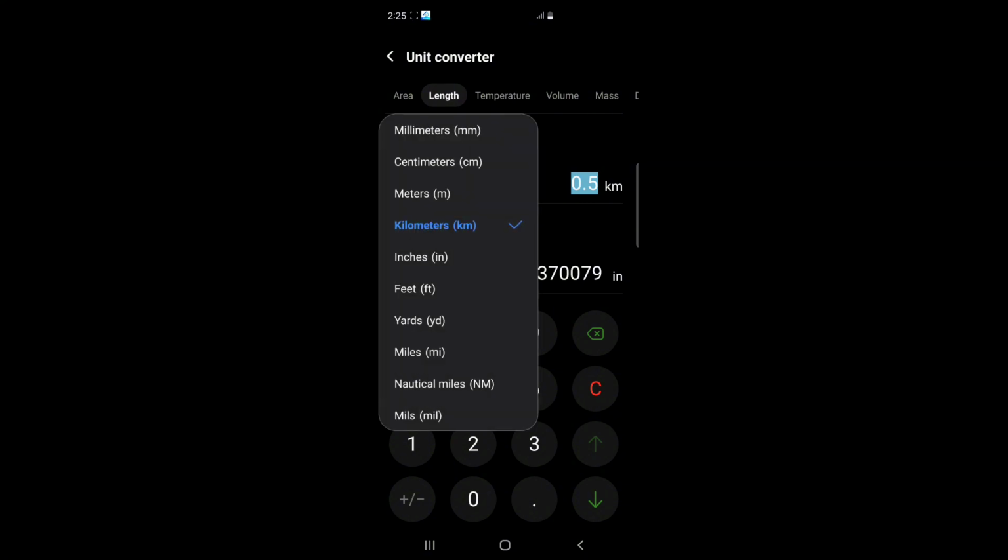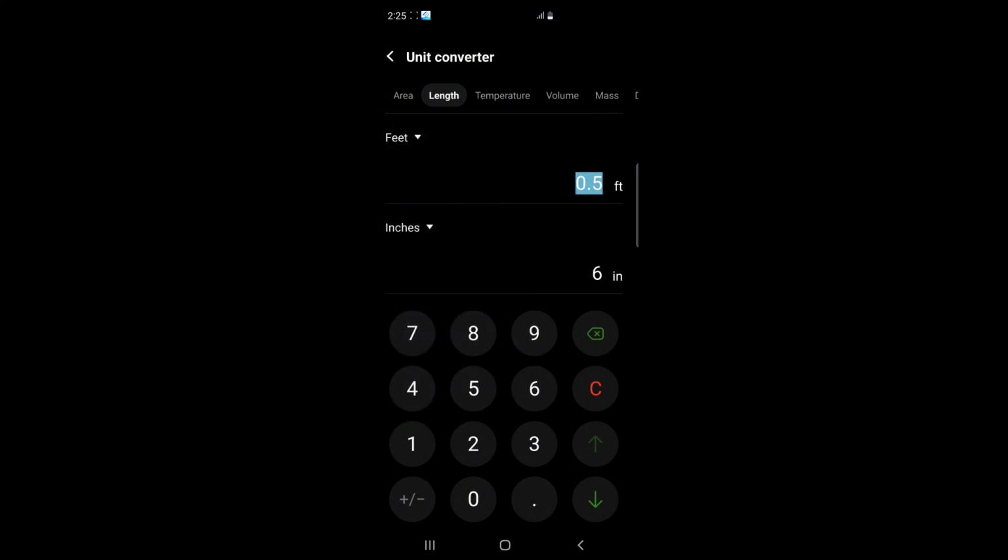So now let's go further to feet. If they have sent in feet, right? So 0.5 feet means 6 inches. So now you can also go ahead by 1.0 or 1.5 feet means 18 inches. So this is the simplest way to convert your measurements without cracking your brain.